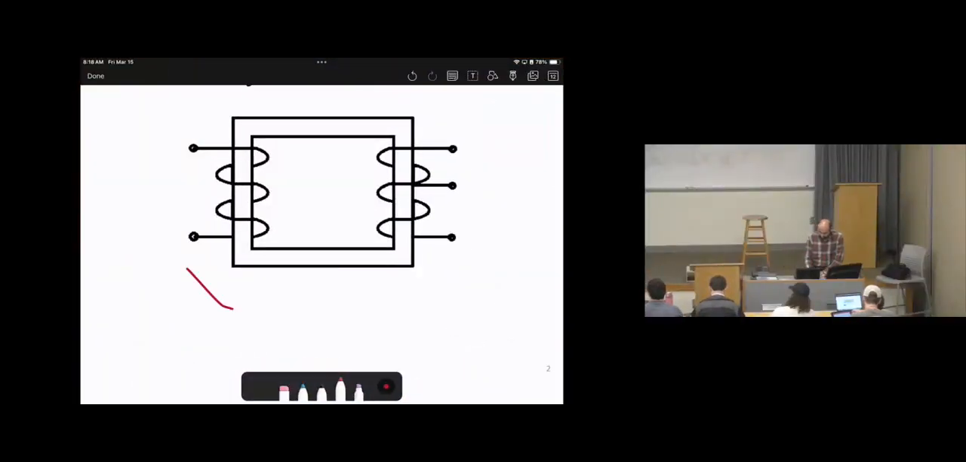So in the utility side, here is plus, minus, or in other words, live and neutral. I would say like VA and something like that. Or let's keep it as live and neutral. And the voltage is 7,200, or in other words, 7.2 kilovolts. Okay? Now, this is the utility side.